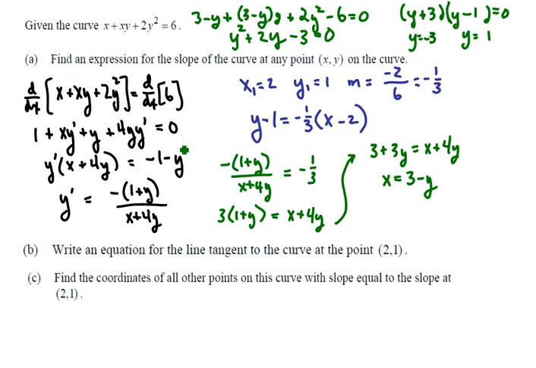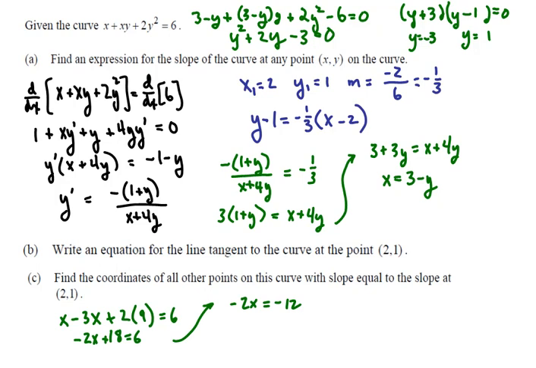We had x equals 2, y equals 1. Since x is not squared here, it's impossible that we would have two values at y equals 1. So all we need to do is plug in y equals negative 3, and we're going to end up with negative 2x plus 18 equals 6, negative 2x equals negative 12, so x is equal to 6. So we would have the point 6, negative 3, where the tangent at that point would also be negative 1/3.